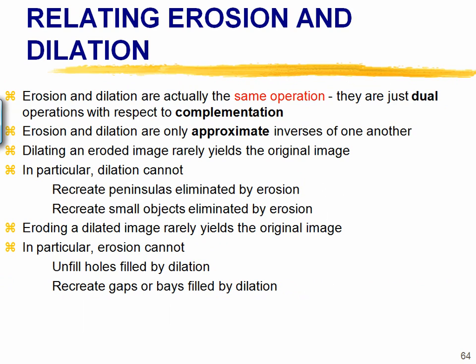Now, keep in mind that erosion and dilation are dual operations with respect to complementation, but they are not identical. So you can't perform an erosion on an image, then perform dilation, and expect to get back the original image. The reason is that when you do erosion, you get rid of objects. No matter how much dilation you do, you're not going to recover those objects. Once objects are gone, they're gone. When peninsulas are gone, they're gone. You can't grow them back. So you can't use these operations in that fashion.